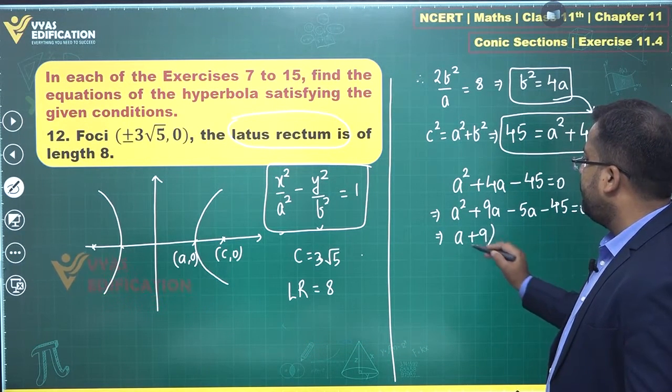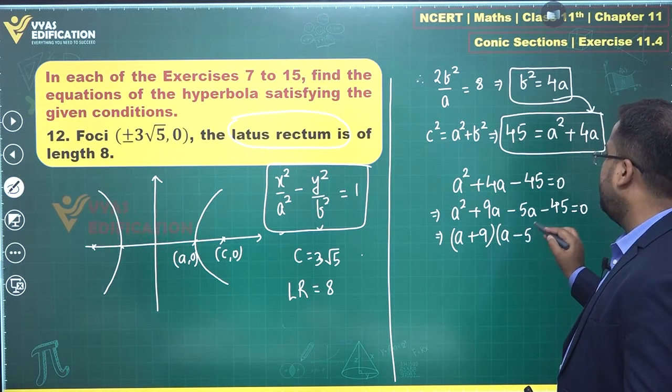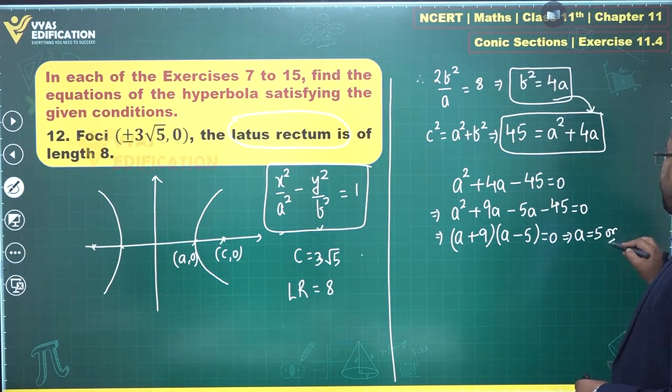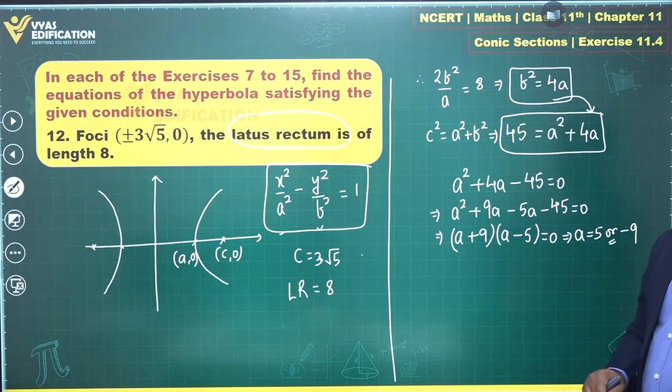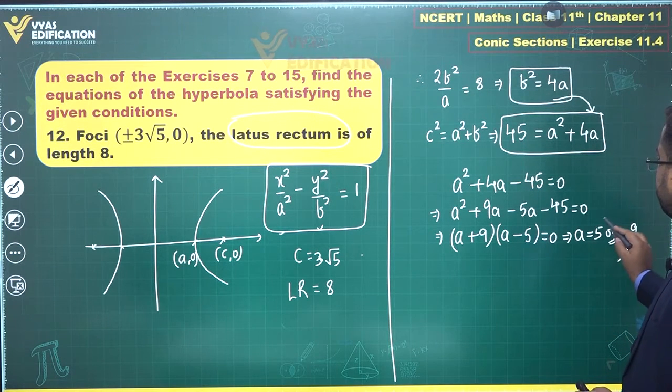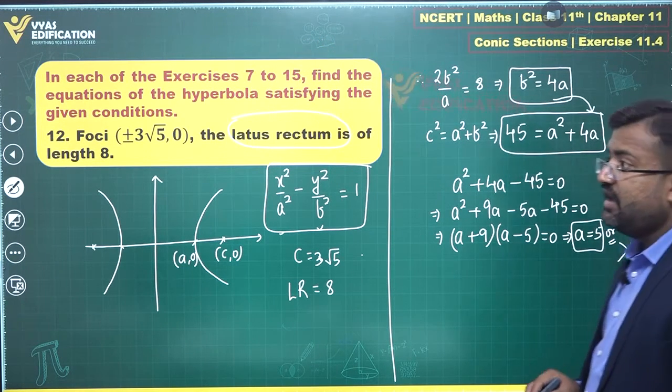A plus 9 is one of the factors, A minus 5 is the other one, equal to 0. This tells me that A will be equal to 5 or minus 9. And which of these can you reject? The value of A is supposed to be positive, so minus 9 can be rejected. So A is equal to 5 is the correct value.